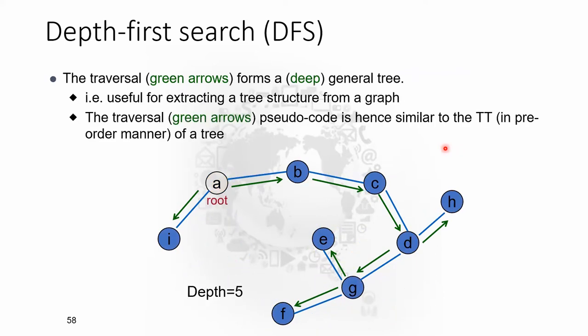In here, for the traversal, we use the green arrows to represent the depth of the general tree. So A, B, C, D, and then E, then come down, go back to F, then H, and then I. This is similar to the pre-order manner of a tree.